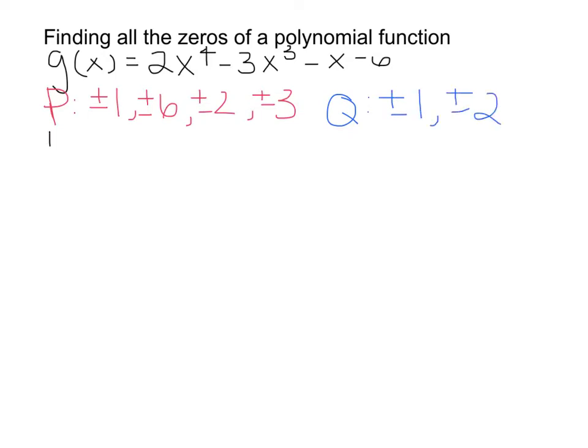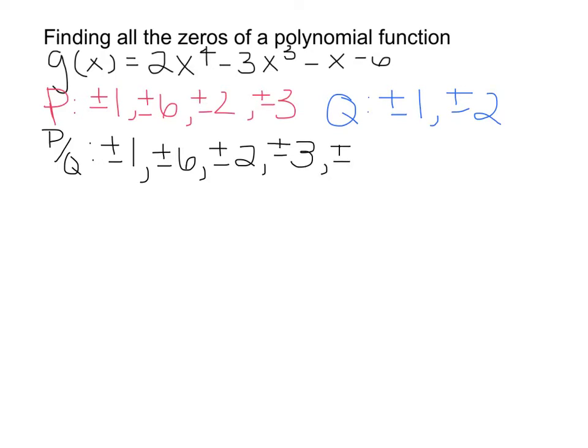Now we need to make our list of p divided by q. So 1 divided by 1 is 1, 6 divided by 1 is 6, 2 divided by 1 is 2, 3 divided by 1 is 3. Okay, then go back to the front and change your q value. 1 divided by 2 is 1/2. 6 divided by 2 is 3, which we already have. 2 divided by 2 is 1, which we also already have. And then 3 divided by 2 gives me 3/2.